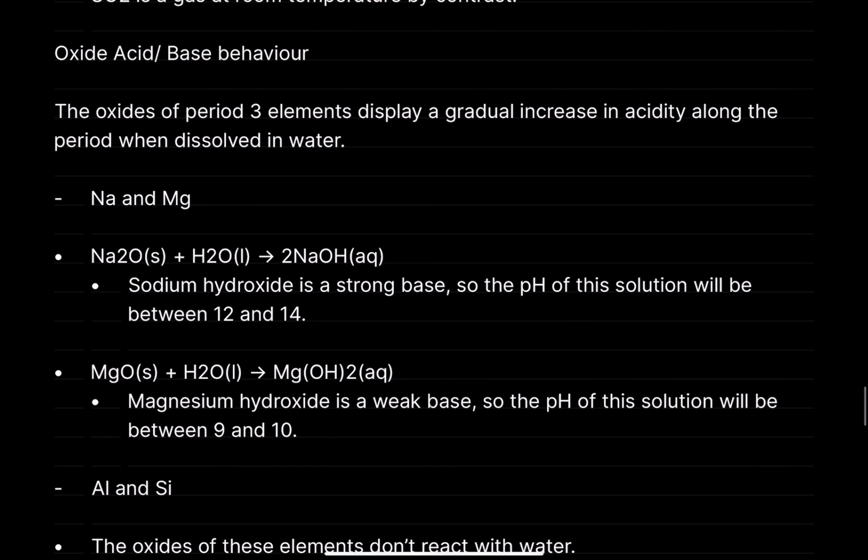So obviously when you're reacting an oxide with water, you form either an acid or a base, or you don't get anything at all if it doesn't react with water, because if it reacts with water, you'll form one of these acids or bases.